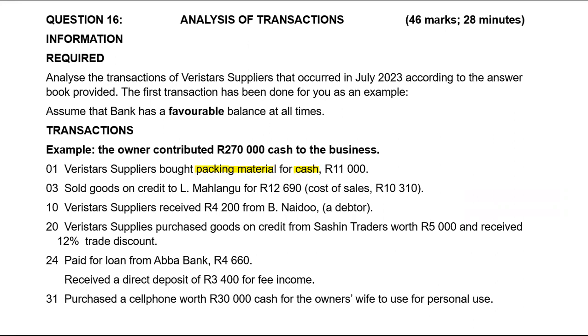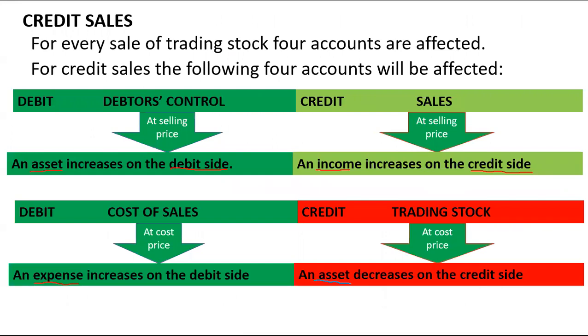We are selling goods. All these 4 accounts will be affected, and I highlighted them. Please check out the previous video on analysis of transactions where I explained all of this. We will debit debtors control and credit sales. Debit debtors control at selling price, credit sales at selling price. Debtors control is an asset and sales is income.